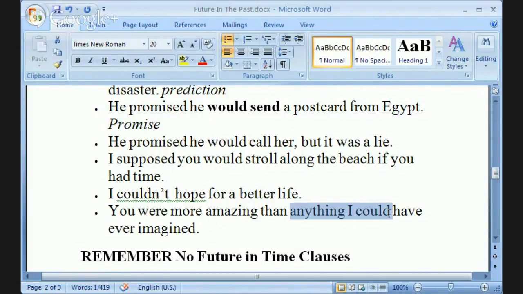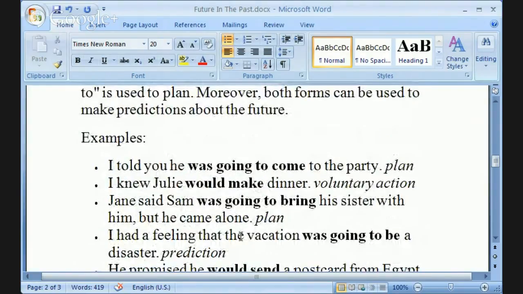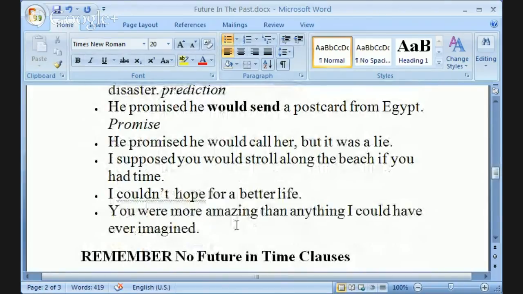It infers that could have is first. Okay, interesting. You were more amazing than anything I could have ever imagined. It infers that you had never imagined it before. The person was amazing. Very interesting constructions you're giving me here. I guess it is possible to make sort of future in the past statements using other modals, like I guess with could, especially here. I could have ever imagined.